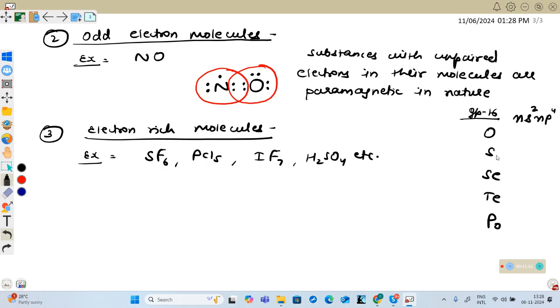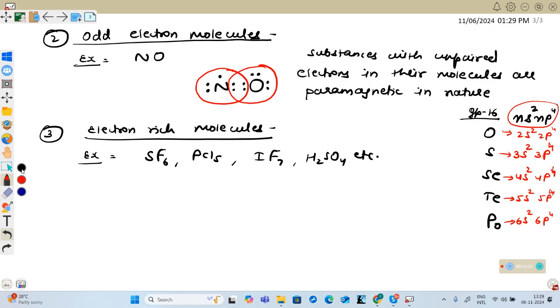Similarly, oxygen is in the second period and this will be in the third period. So n stands for period number. So this will be 3s2 3p4. This is 4s2 4p4, like that. This is the general electronic configuration of group 16 elements: 2s2 2p4, 3s2 3p4, 4s2 4p4, 5s2 5p4. Here n represents the period number. That's it.